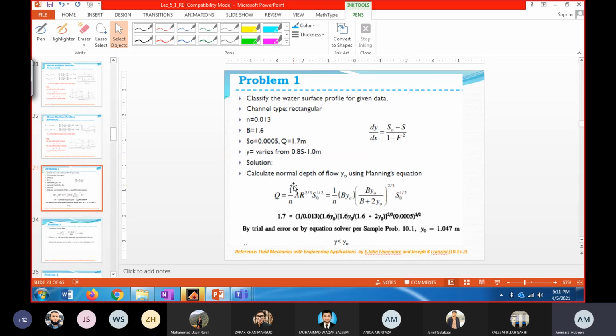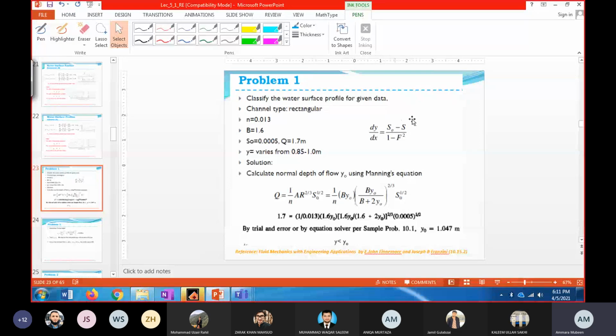So this is the question. Let's check it. Classify the water surface profile for given data. Channel type rectangular. The value of Manning's roughness coefficient is given, n is equal to 0.013. B is equal to 1.6. S naught is given. Q is equal to 1.7 meter cube per second. Y varies from 0.85 to 1 meter. So how to classify the water surface profile?